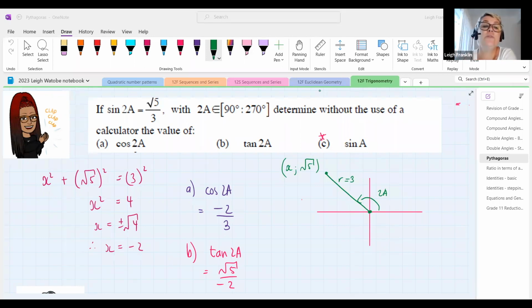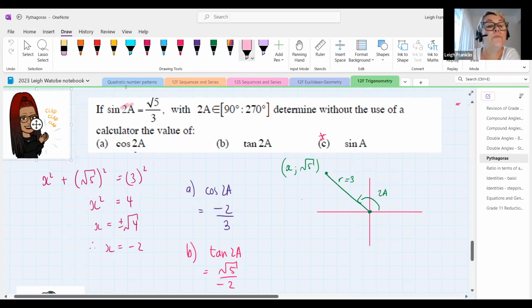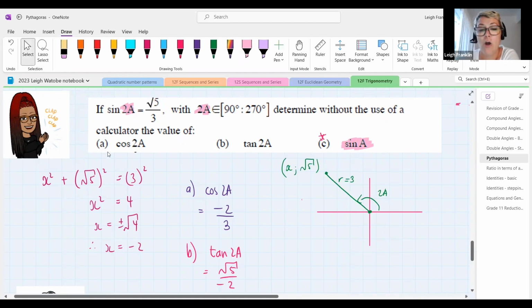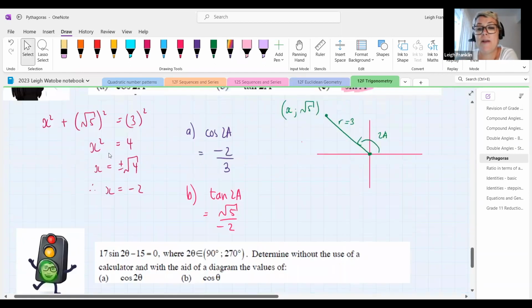Now, in these sorts of questions where they have given you your angle in terms of 2a, and they ask you to work back to sine A, a common mistake here is people think that if they halve the ratio, they'll halve the angle. And that simply is not true. So I just want to talk about that a little bit.